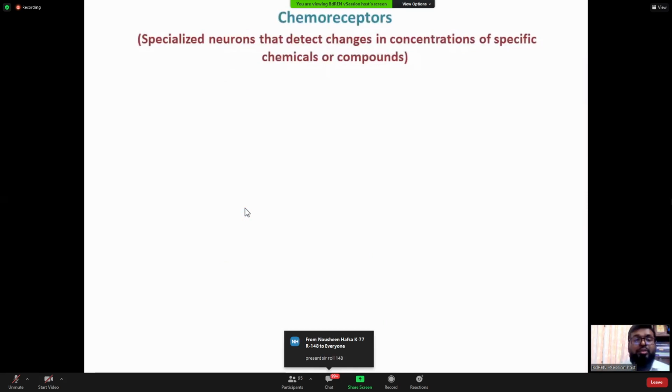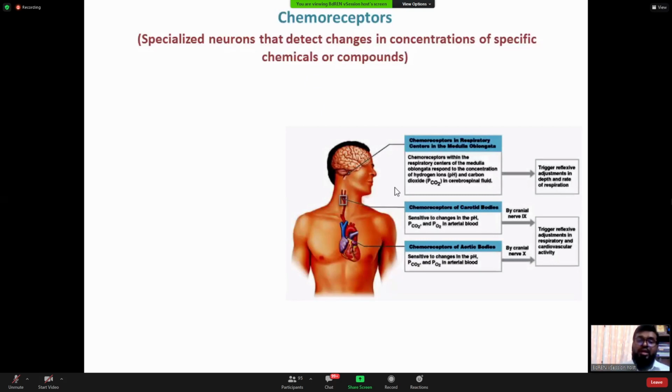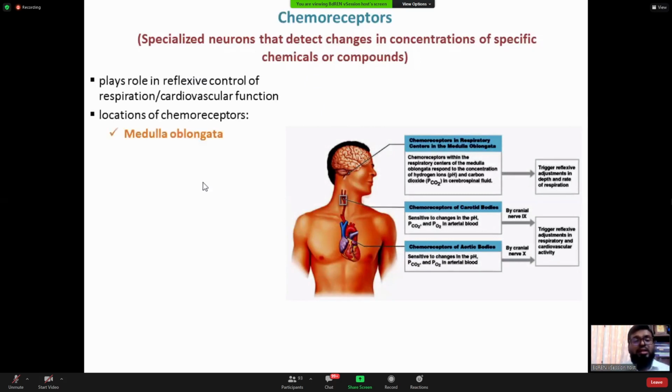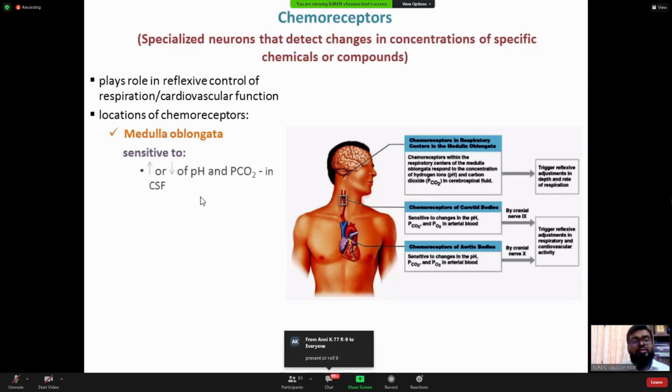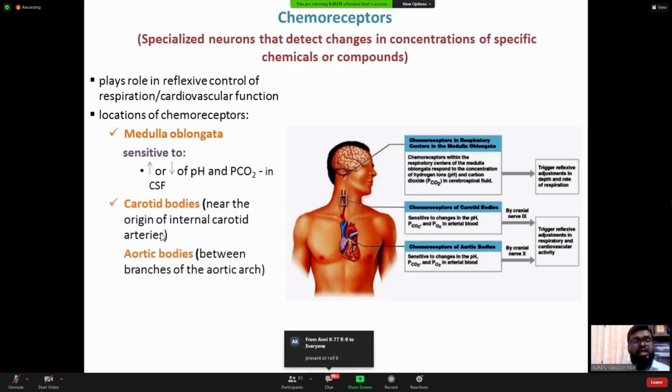But now the chemoreceptors, the specialized neurons that detect the changes in the concentrations. Same thing, but here they are involved with the chemical changes, not the pressure changes, right? So what are these things? They are located in the carotid bodies, near the origin of the internal carotid arteries, as I've told you, and the aortic bodies between the branches of the arch of aorta.